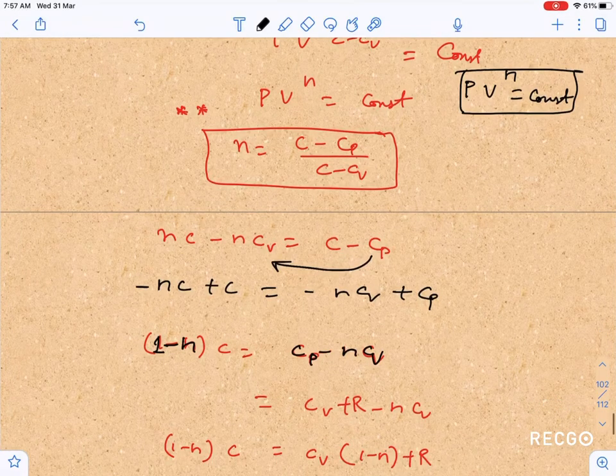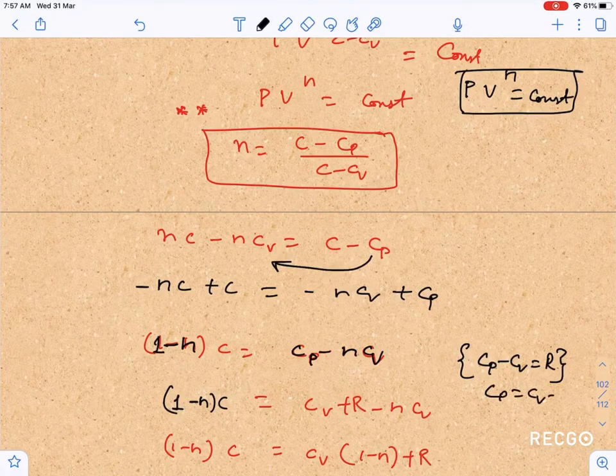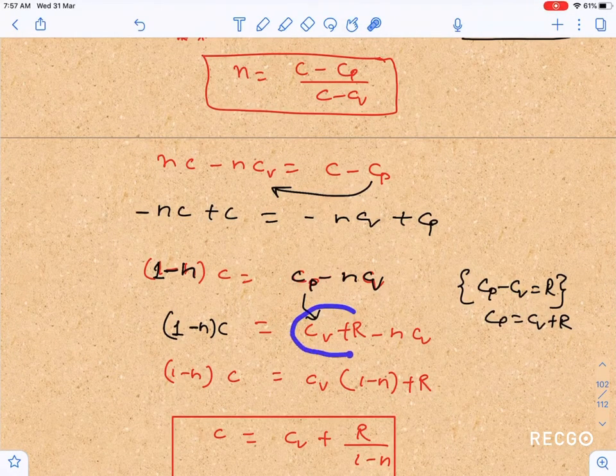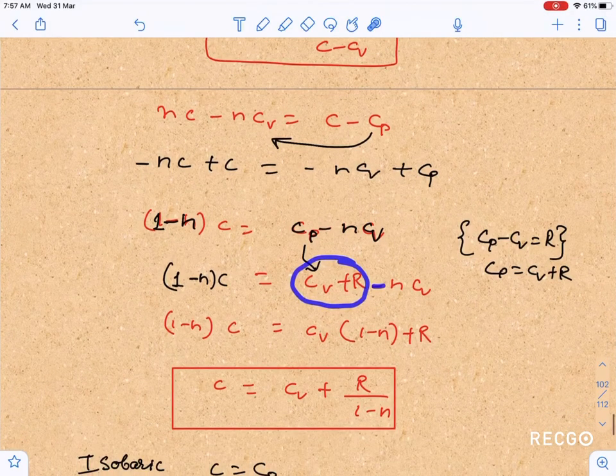And this is 1 minus N times of C is equal to, because you know that Cp minus Cv is equal to R, so you can write Cv plus R is Cp. I have written this as Cv plus R minus NCV. So this is 1 minus N into C is equal to Cv, and I have taken common Cv here, see guys, this is Cv and this is NCV.